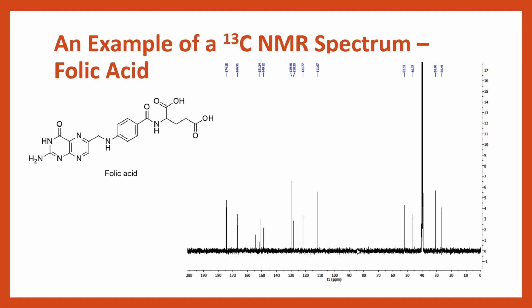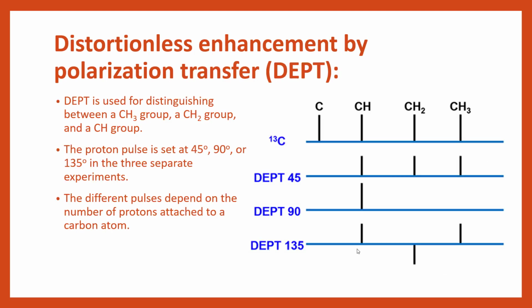So there are other ways we can try and get a bit more information out of a carbon-13 NMR spectrum, and this is called distortionless enhancement by polarization transfer. So this is our DEPT, and DEPT can help us classify some of those peaks that we're seeing. So they can classify and distinguish between a CH3 group, a CH2 group, a CH group, and also we can have ones that just tell us about a quaternary carbon. Okay, so just a carbon by itself.